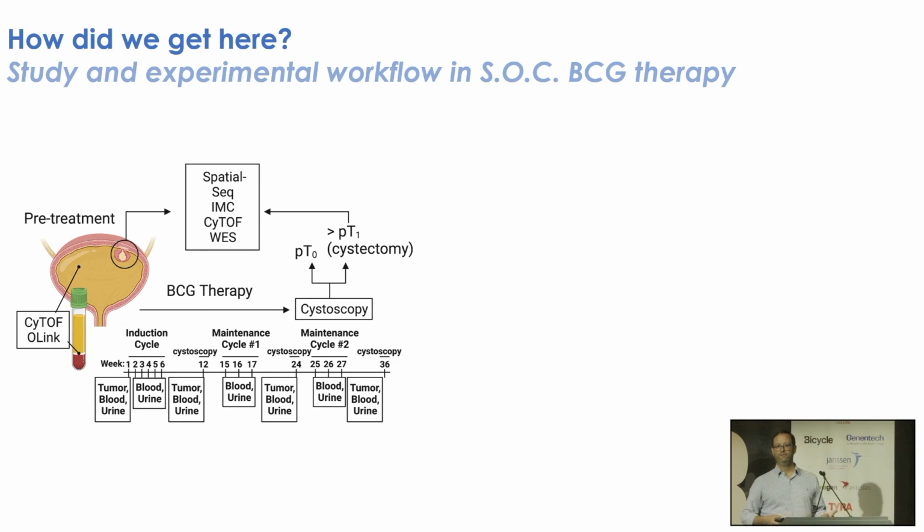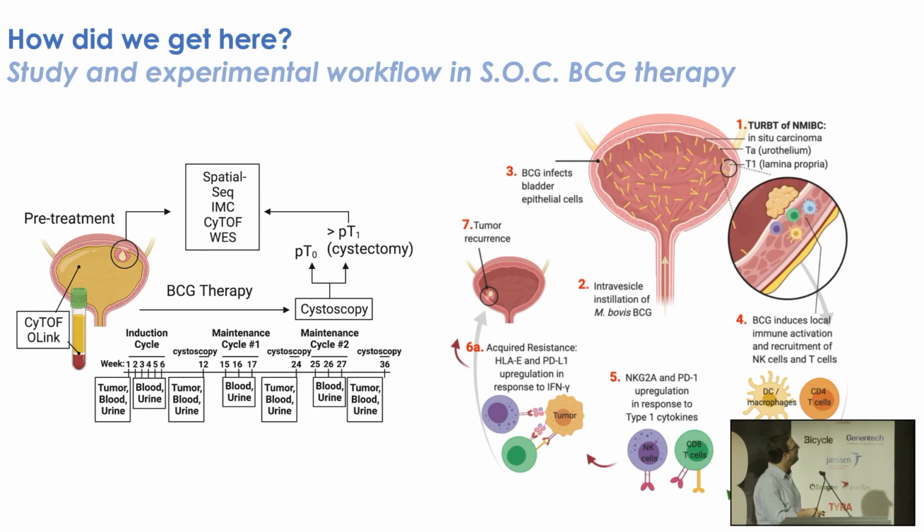Okay, so how did we get there? I'm going to walk you through some high-level findings based on standard of care BCG, work done very much in partnership with John Sfakianos, who's in the audience here. I don't need to go through the treatment regimen for this audience, but just consider that pre-treatment we get tumor, blood, and urine. At time of each cystoscopy, if there is tumor, we get tumor, and we capture blood and urine throughout this process.